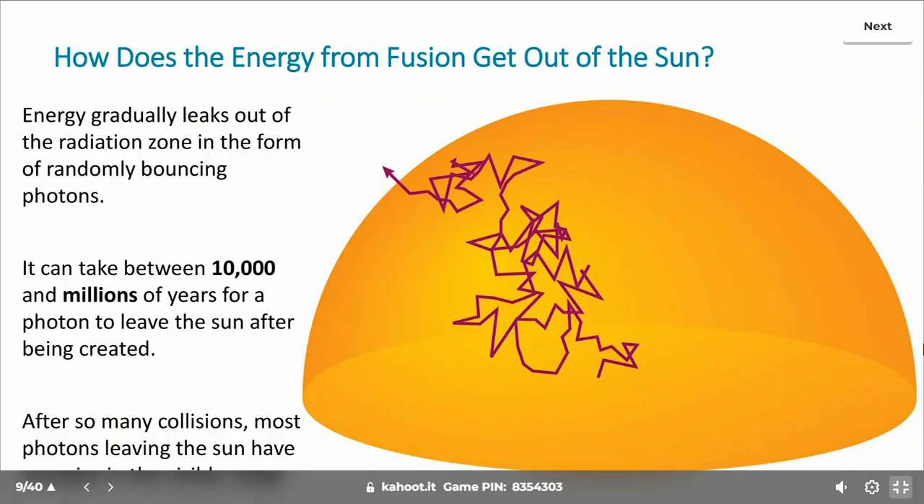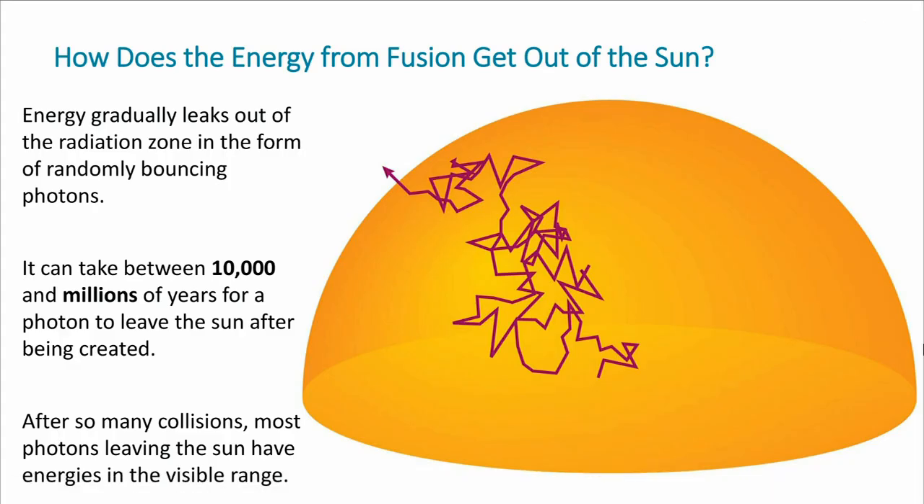So eventually it will make it out of the core and the radiation zone, and then it'll be more or less free to travel through the rest of the layers of the sun and out into space. But this process of the random walk takes anywhere from 10,000 to millions of years for that single photon to make it out of the sun.